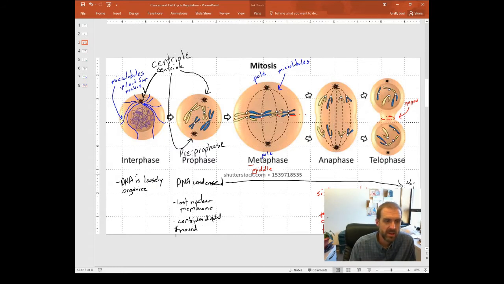Okay, so the DNA was loosely organized, and then over here, it is condensed. Another thing that happens as you go from interphase to prophase is that you lose the nuclear membrane. So the DNA was within a nucleus here, that nucleus is gone. Also, when those centrioles divided, they moved to opposite sides of the cell. So we're going to call this the North Pole and the South Pole. Again, you've got the North Pole here and the South Pole here.